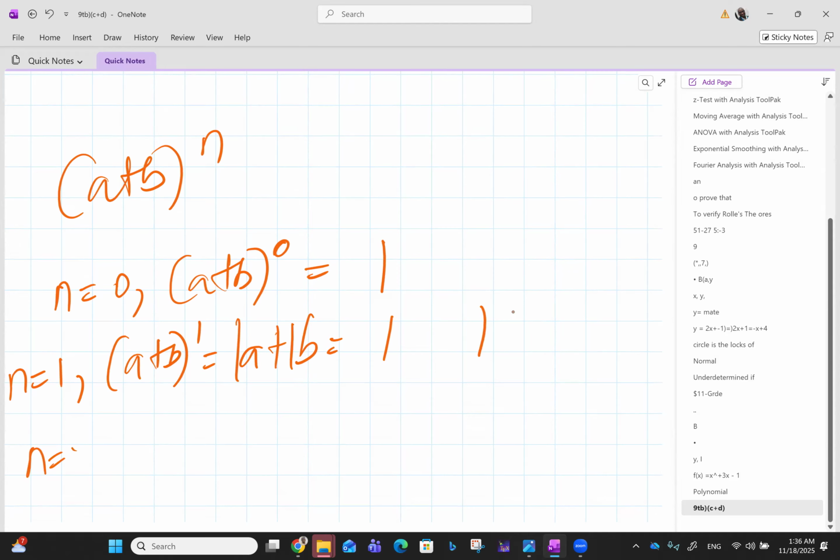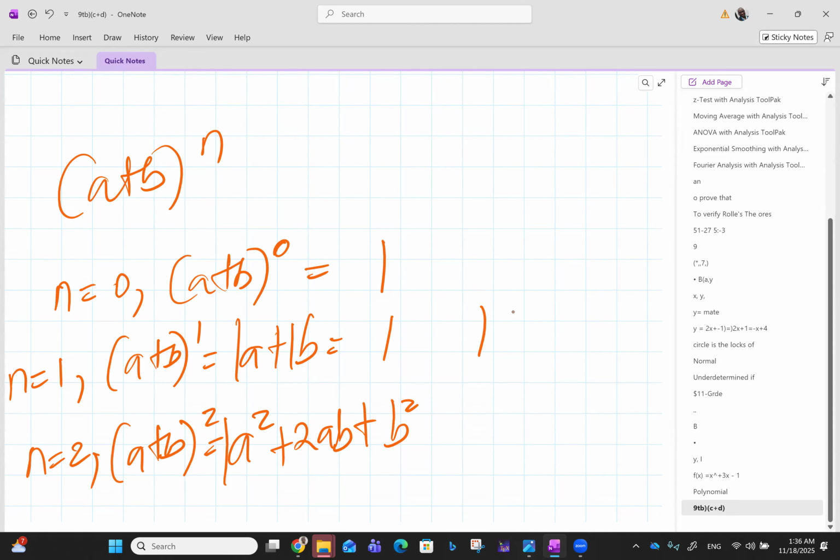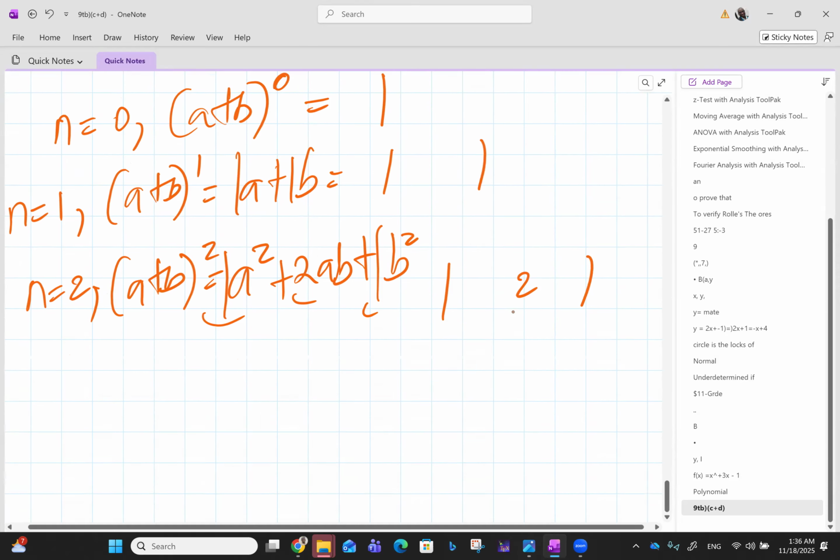And then you have n equals 2. So you have (a + b) raised to power 2. That is 1a squared plus 2ab, from what we did before, plus b squared. So you now see you have 1, 2, 1 as the coefficients. And the whole thing goes on like that.